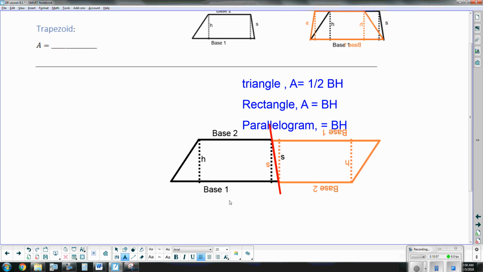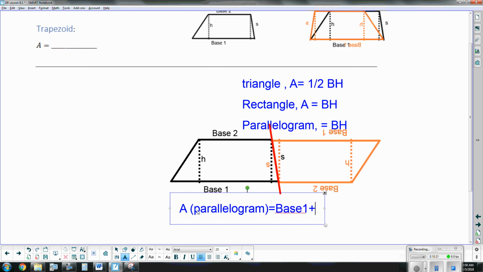So let's think about what this looks like if I were to develop the formula for the parallelogram. So in this figure, the area of my parallelogram would be base 1 plus base 2 times height. I have to make sure that I group these two bases together because of order of operations. So base 1 plus base 2 times height.